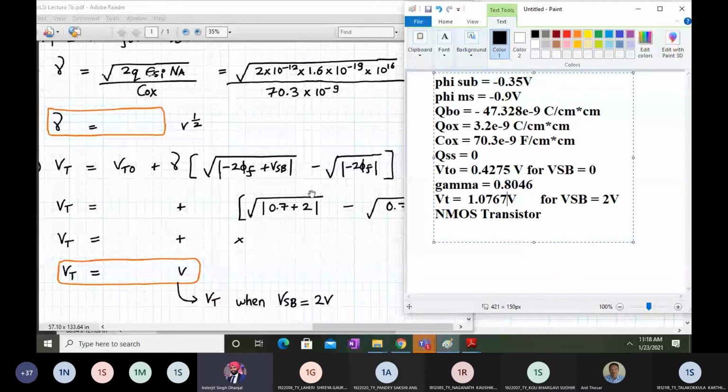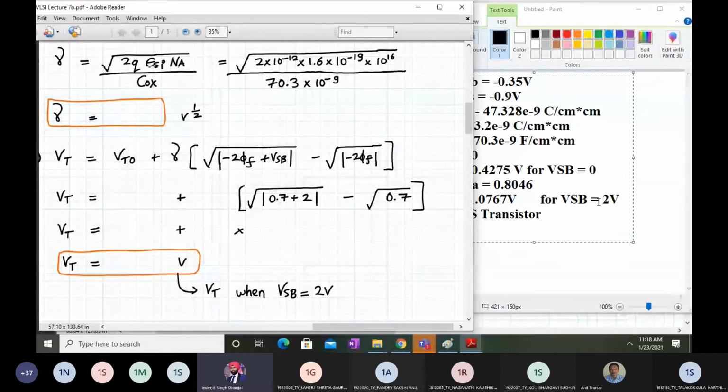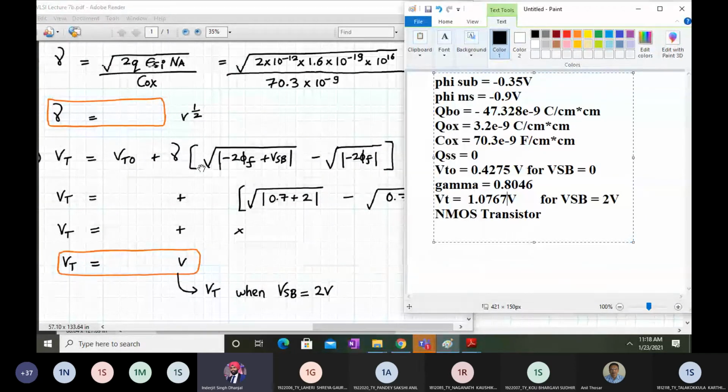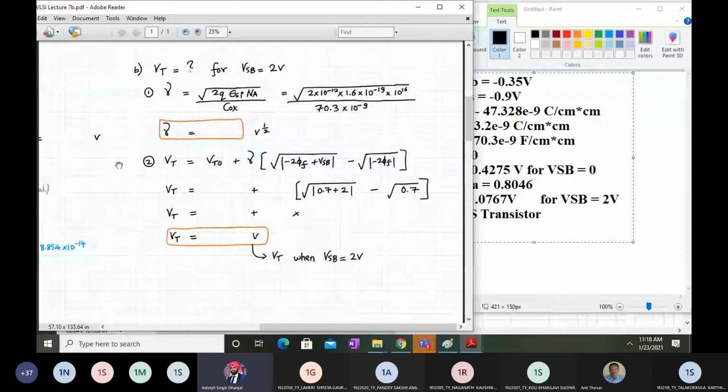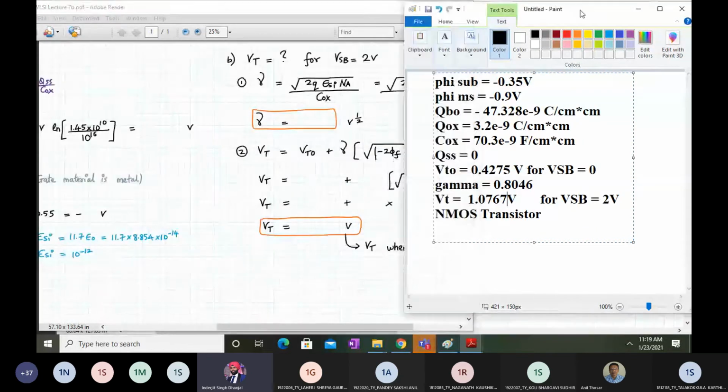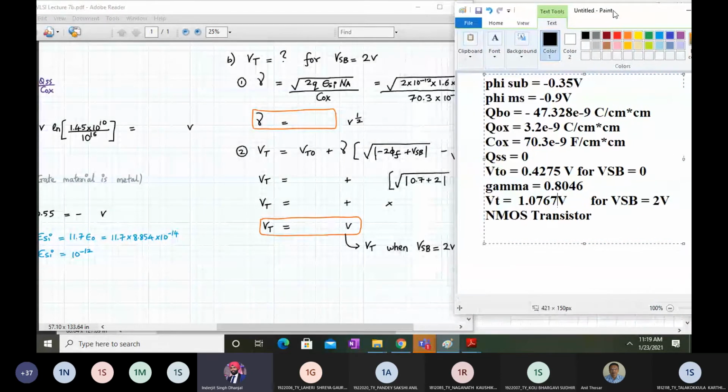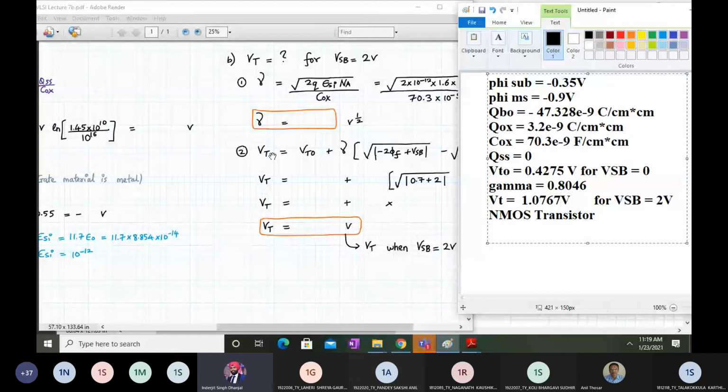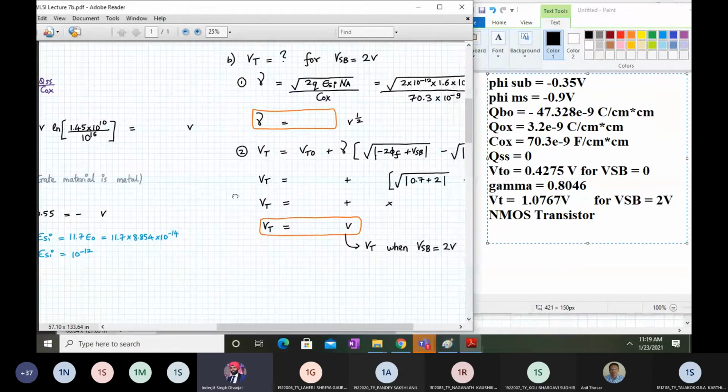I'll wait for a few more seconds for a few more responses. I'm waiting for 1 or 2 responses more. Come on, we are very close to the correct answer. Final. So VT, are you all getting 1.07? Yes. Even close to 1.07 will do. Okay, fine, 1.07.